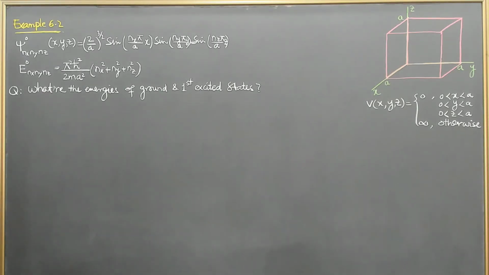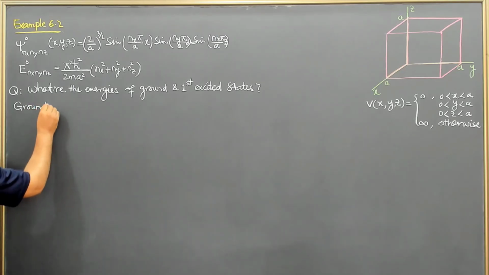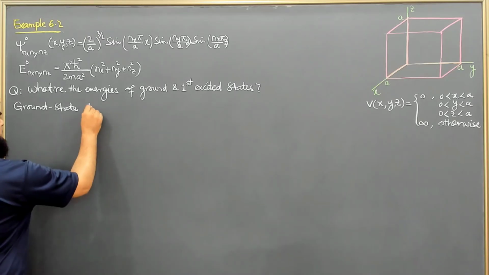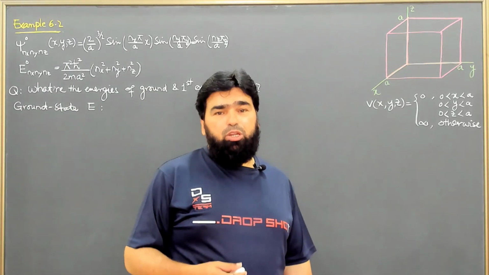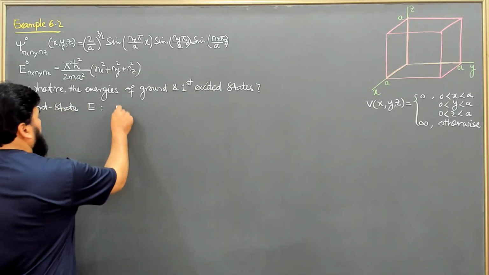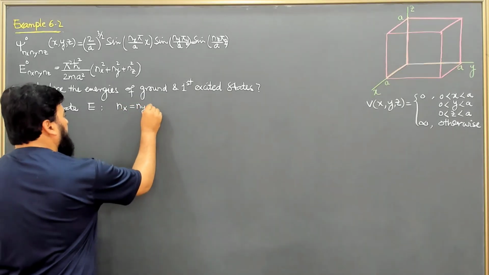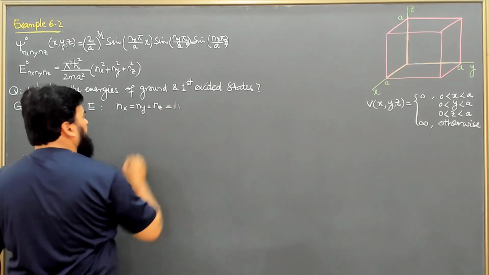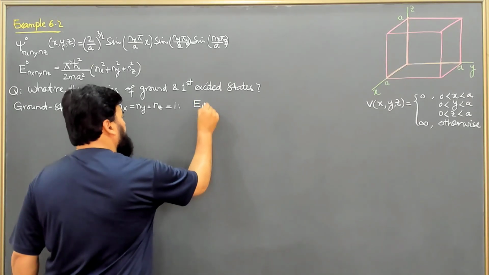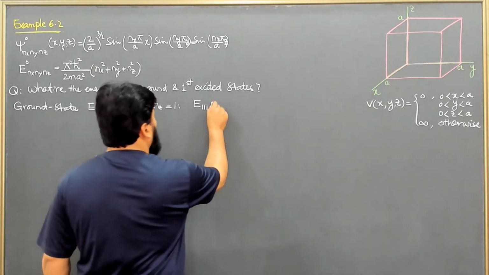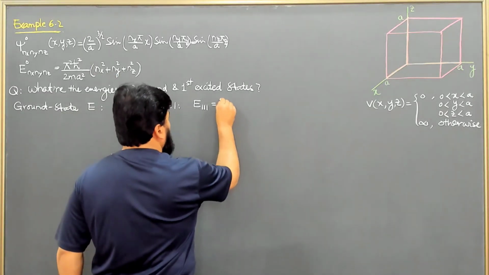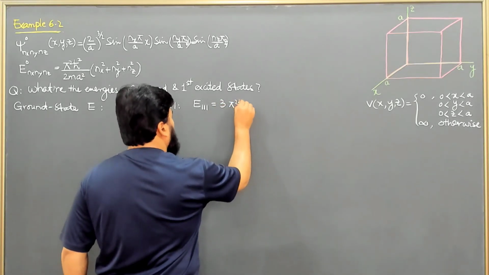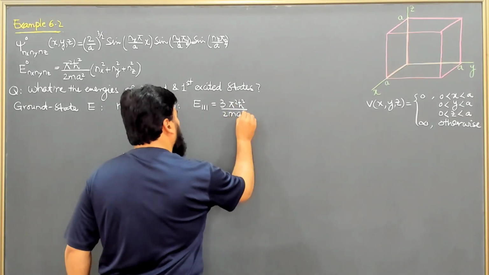So first consider the ground state energy. Now the ground state means what will be the least value of n. We know that the least value of n is 1, it is not 0. So the ground state is when nx, ny and nz are all 1, then we will have the ground state energy E111. And this E111 will come out to be 1 squared, 1 squared, 1 squared. So 1 plus 1 plus 1, 3. So it will be 3 pi squared h bar squared over 2ma squared.